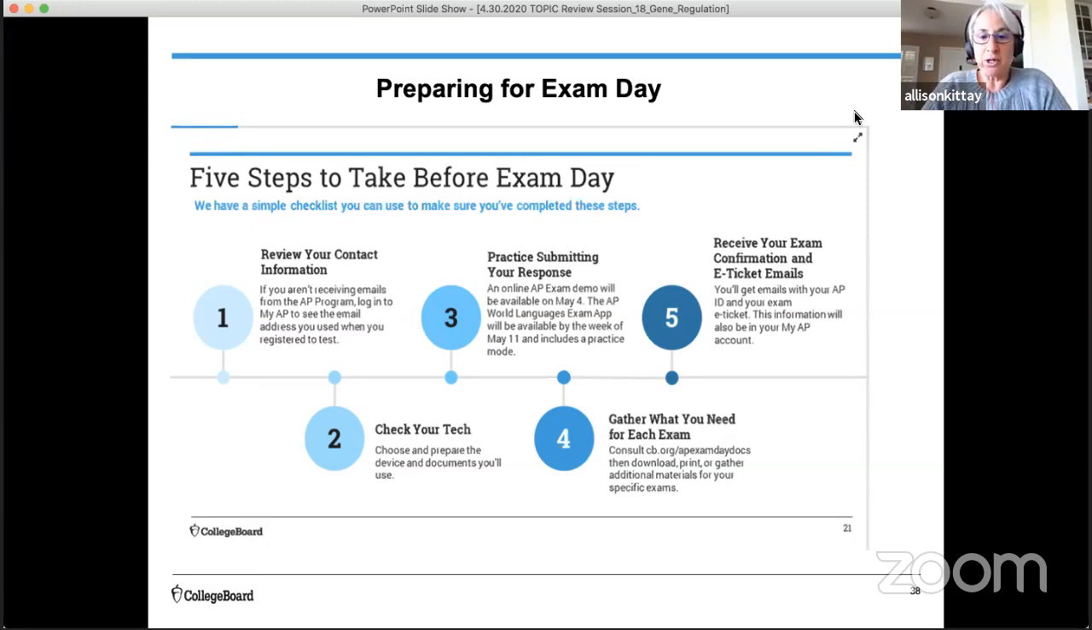Make sure that you gather what you need for each exam. You can consult collegeboard.org/examdaydocs, download them, print them, gather your additional materials for your specific exams. For example, for AP Biology, you might want to have that AP Biology formula and equation sheet handy. And then make sure you receive your exam confirmation and e-ticket emails.